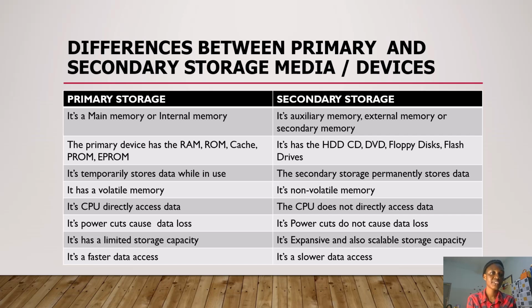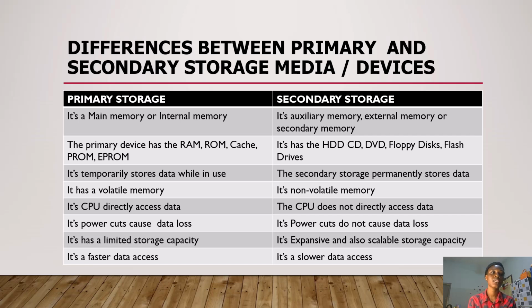The next one is, for the primary, the CPU directly accesses data, and for the secondary storage device the CPU does not directly access data, because it stores much data for future use, but its process is very slow, okay, for the secondary storage devices.